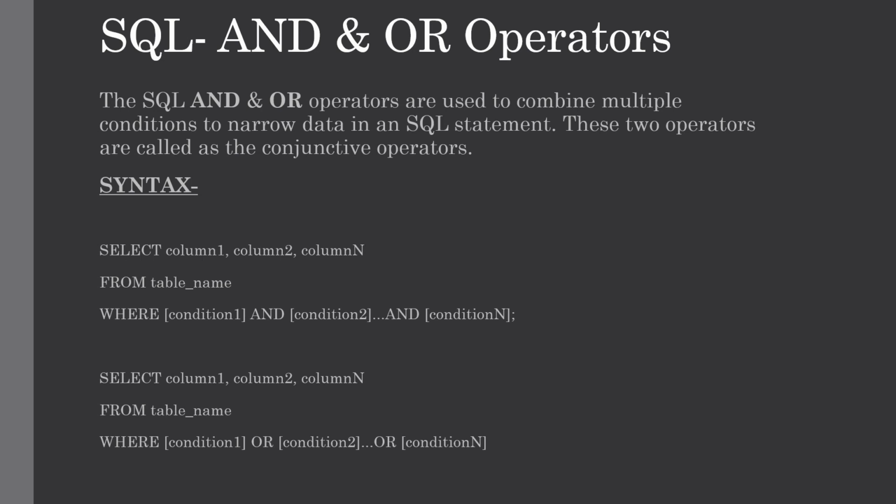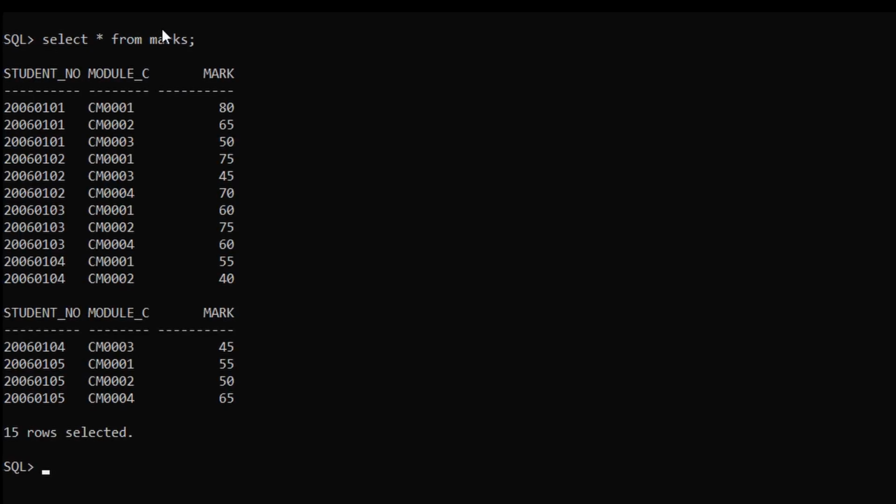Now let me show you how to use AND and OR operators with some simple examples. This is the SQL command line interface, and today we are going to use AND and OR operators on the marks table. Let me show you its data. Select star from marks. So these are the records present in the marks table.